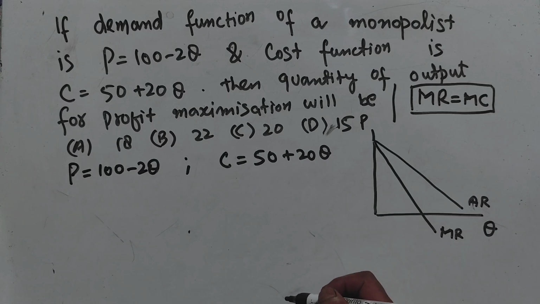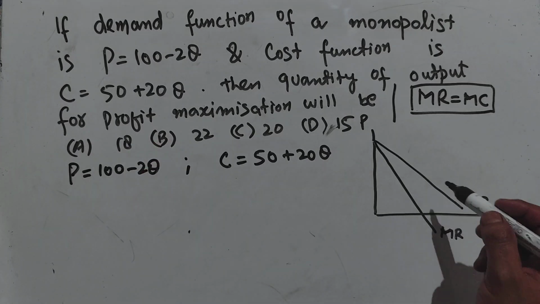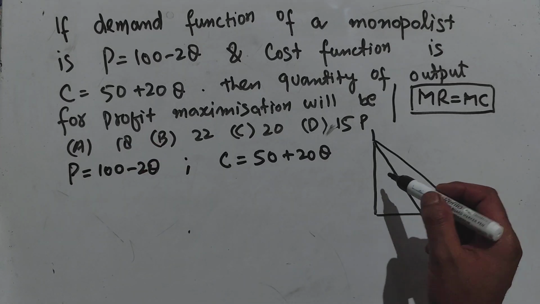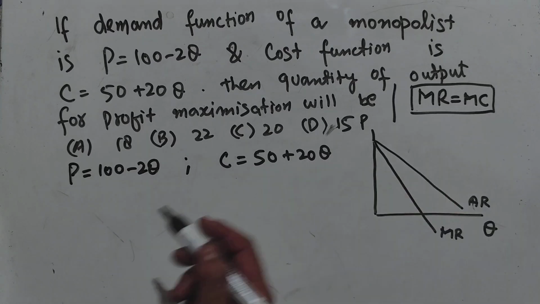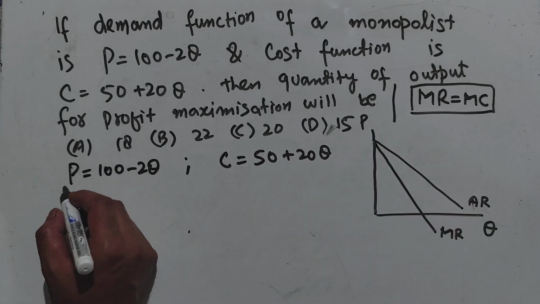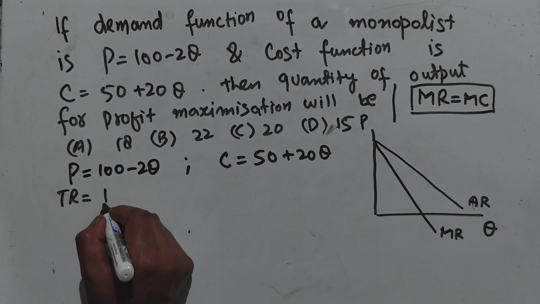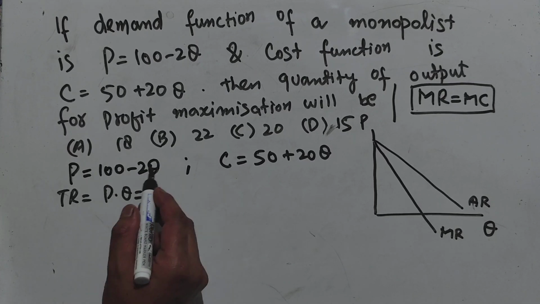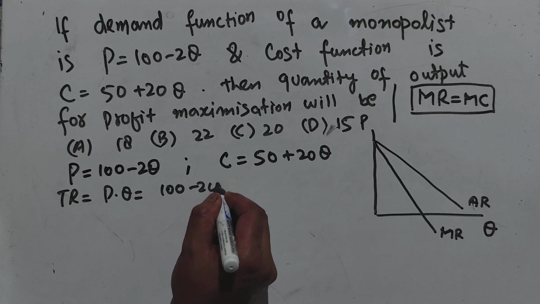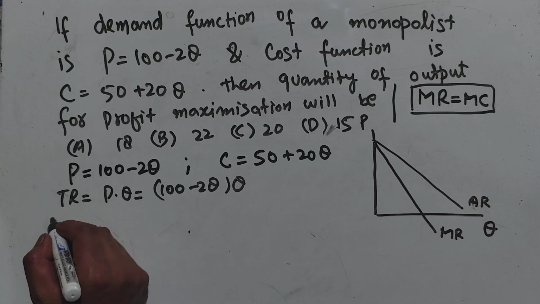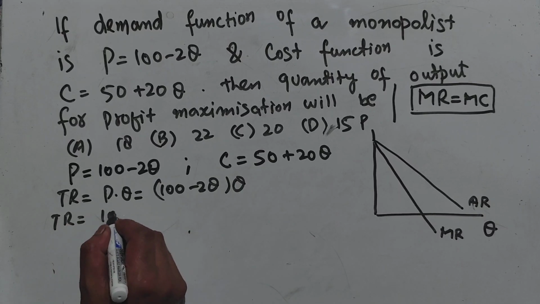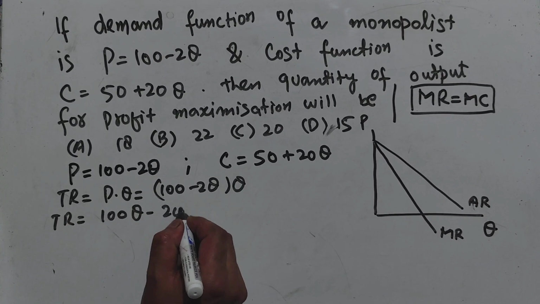So we need to find out the marginal revenue, and also the marginal cost for profit maximization. To find the marginal revenue, first we need to find the total revenue, which is equal to price into output. So P is this 100 minus 2Q. To this we multiply by Q. That gives us total revenue as 100Q minus 2Q square.